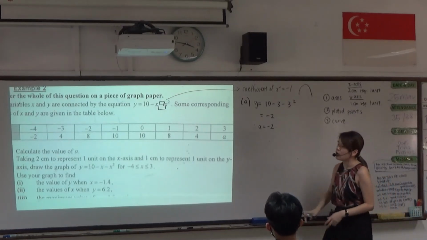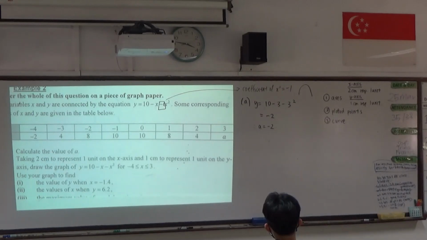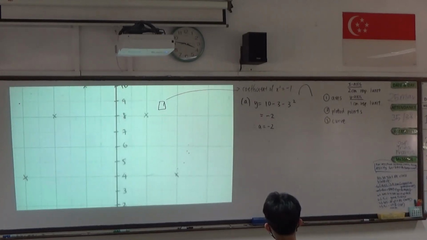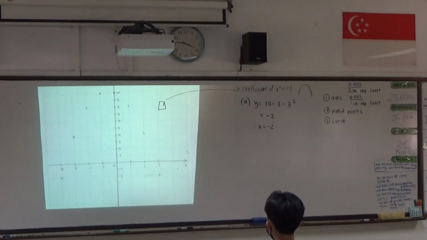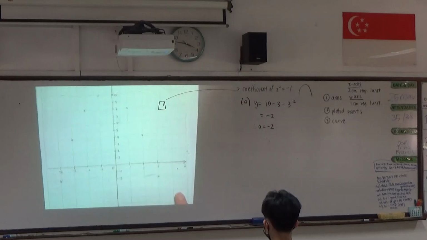With that knowledge, go into our graph paper. Do you see that all your points are actually going in a certain direction? It is in a set face direction.